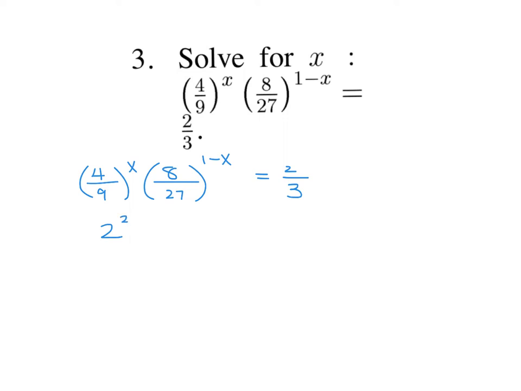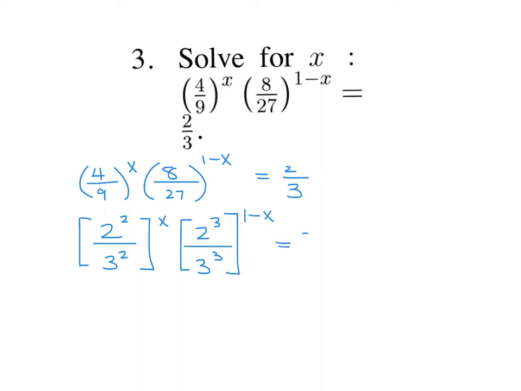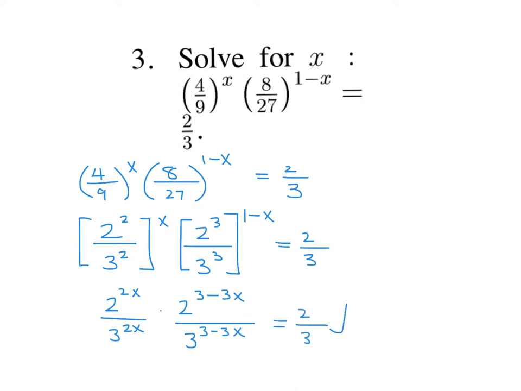This is 2 to the power of 2. This is 3 to the power of 2, and that's all to the power of x. This is 2 to the power of 3, 8. And 27 is 3 to the power of 3, all to the power of 1 minus x. And that is 2 over 3. So this will be 2 to the power of 2x over 3 to the power of 2x. This will be 2 to the power of 3 minus 3x using basic exponent laws. And this is 3 to the power of 3 minus 3x. And that's 2 over 3.